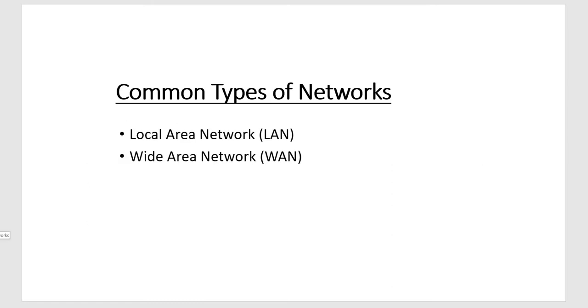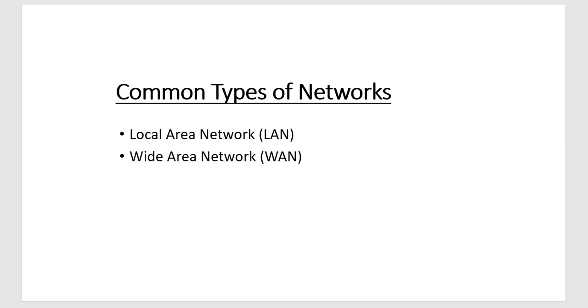These are the two common types of networks that we have. You have your local area network, LAN, or your wide area network, WAN. What are the differences? Local area network is confined to a relatively small area. This is like your office network or school network or building network. It's relatively on a small scale for a small area.